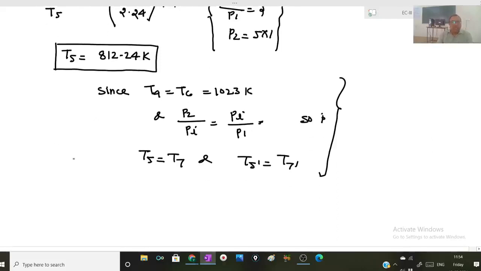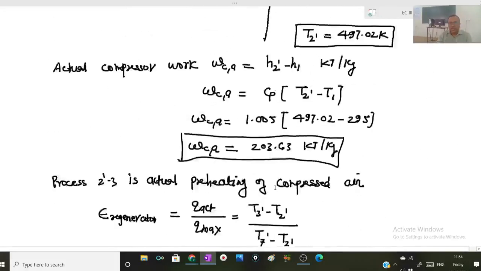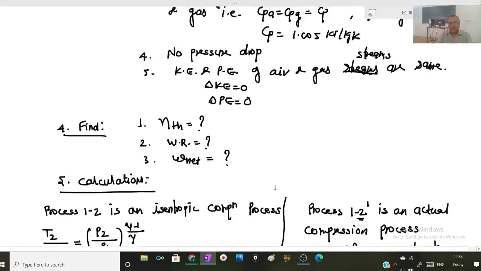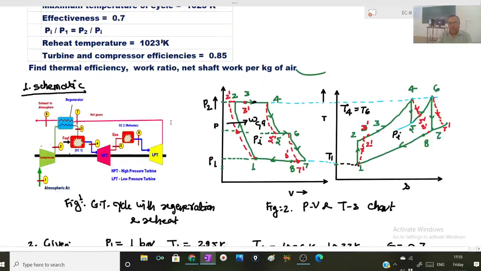Now I have the value of T4, T5 dash, T6, T7 dash. So I could calculate WHPT, I could calculate WLPT. That will be total turbine work.